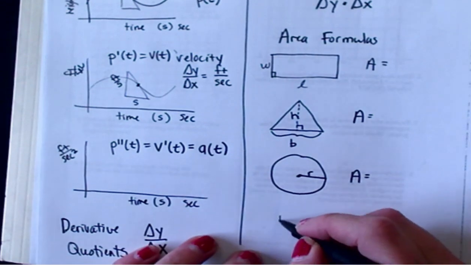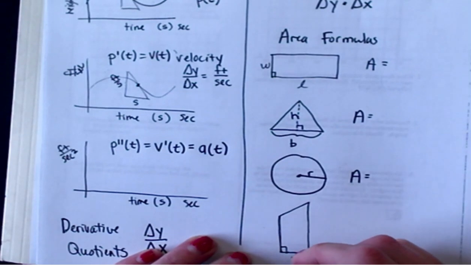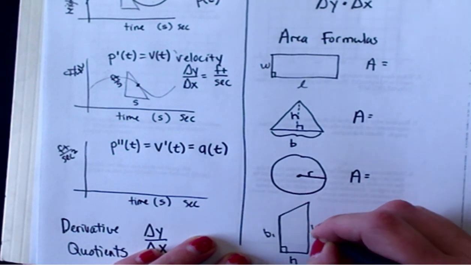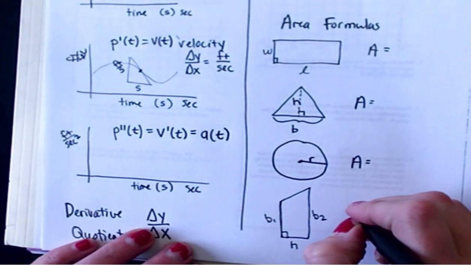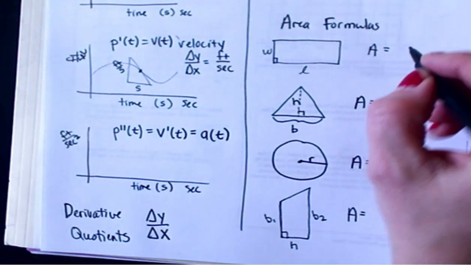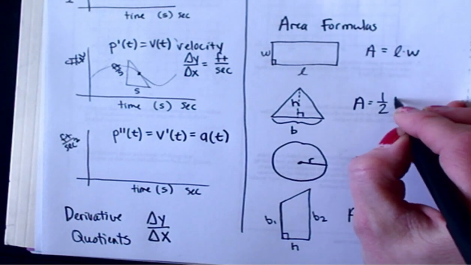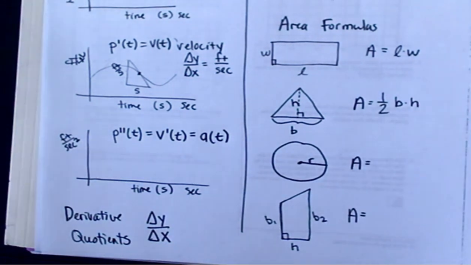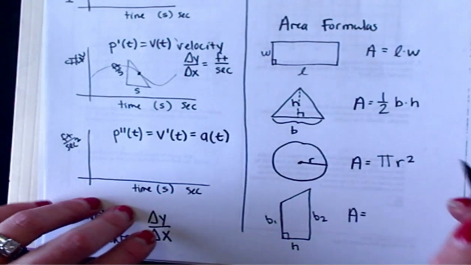Okay, and the last one. It's my favorite shape. Okay, so you get a length times width, right? Rectangle, okay? Got it. 1/2 base times height. All right, not so bad. Pi r squared.